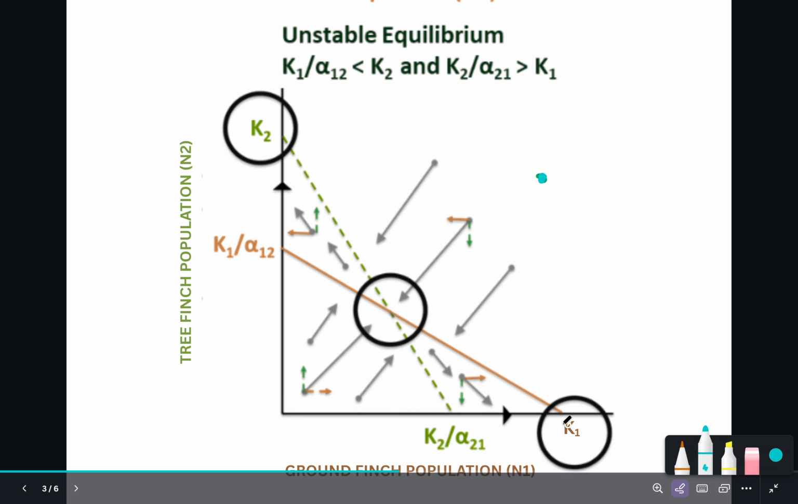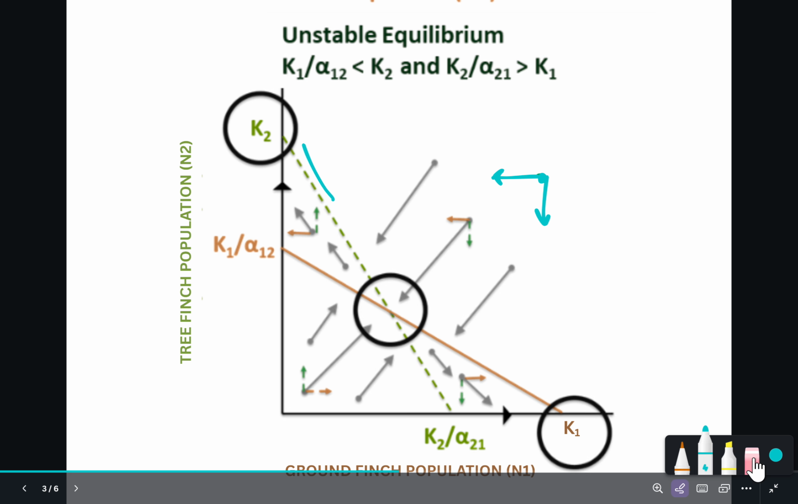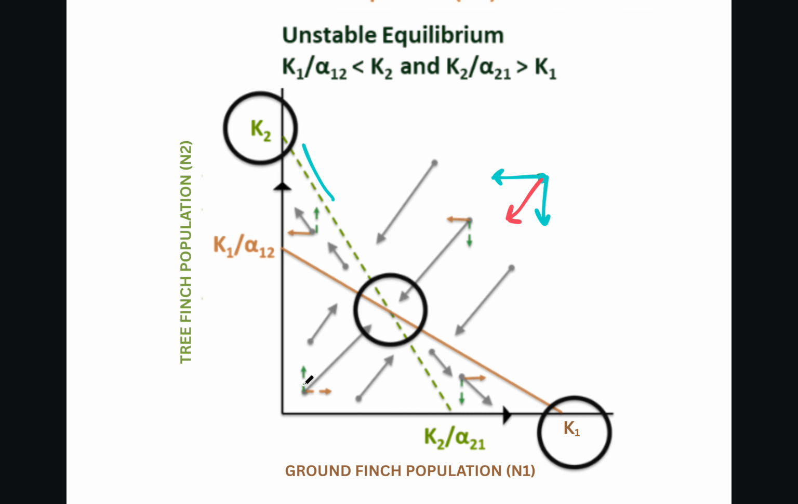We're way above the carrying capacity. We're going to move to the right. Let's look at population number 2, our tree finch. We're way above our carrying capacity, which is this line, so we're going to move down. The gray lines are actually the vector sums of these two movements.